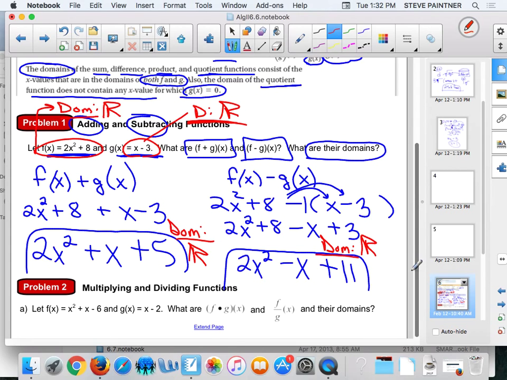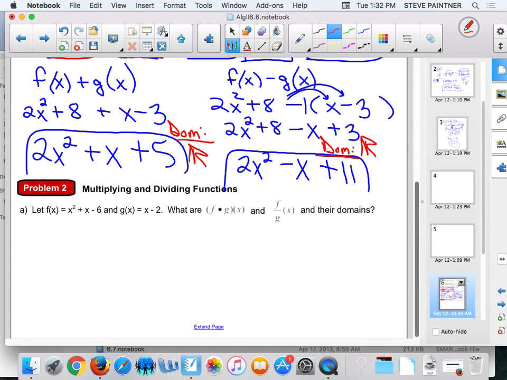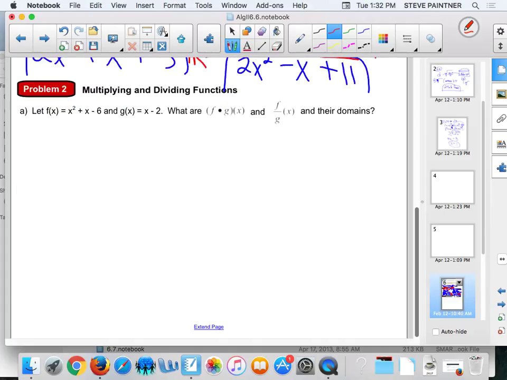Somebody asked me last period, when is it going to be different? And I said never. Adding and subtracting functions is so easy. The domain doesn't really ever change. It's when you get down here that it starts to happen.